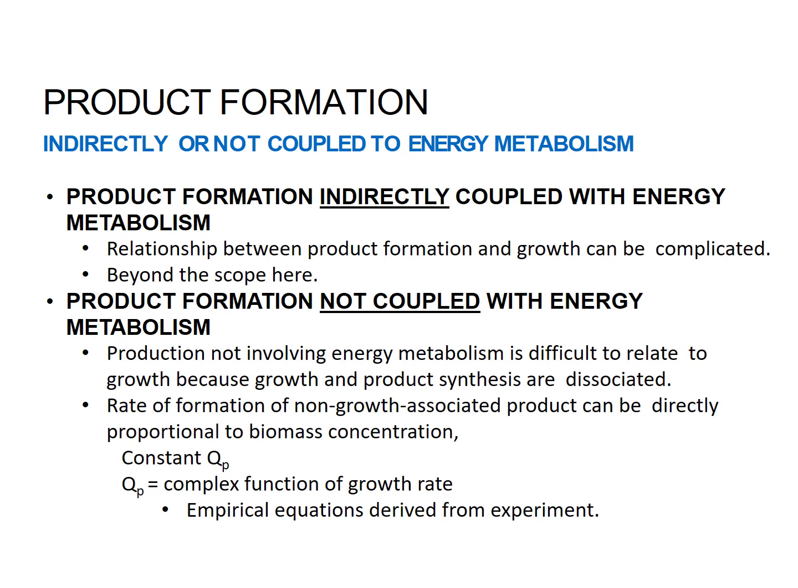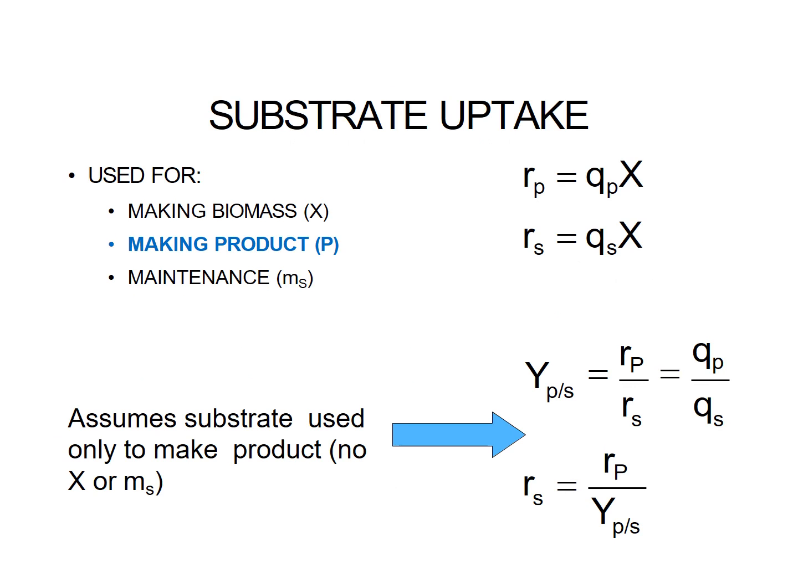So we can relate it to the ATP consumption, but there are also some other processes in which the product formation is indirectly coupled with energy metabolism. This usually will involve a more complex function of the growth rate and growth rate constant, which will be derived from the experiment. So this is just for your information, comparing different types of product. From here, we relate Rs and Rp.